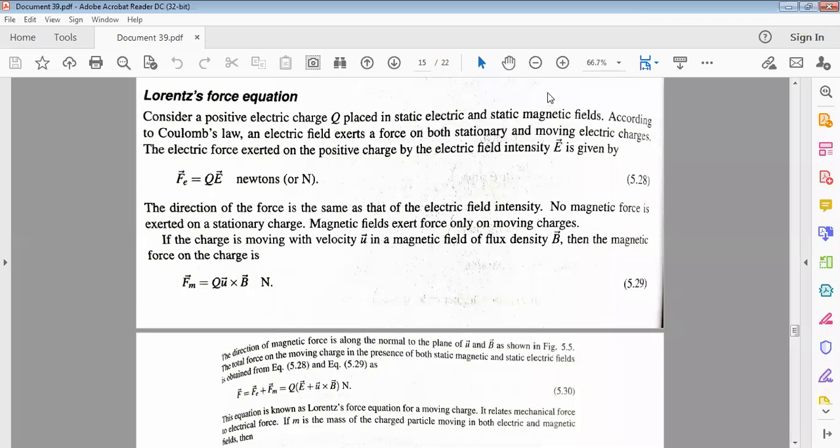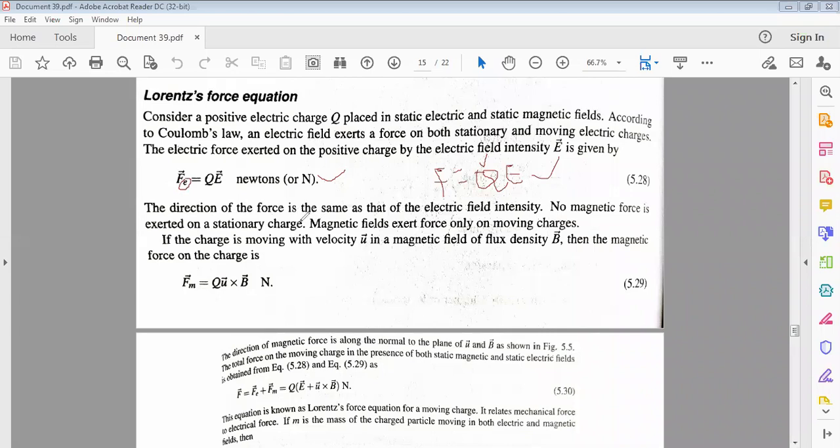Simply, I am considering one point charge in a static electric and static magnetic field. According to Coulomb's law, the electric field exerts a force on both stationary and moving electric charges. That is the statement of Coulomb's law, right? The electric force exerted on a positive charge by the electric field intensity E: how much force acts on it? F equals QE, or simply E equals F by Q. This is the electric field strength on a fixed charge Q. For a static charge, F equals QE. This is the representation of the electric force.